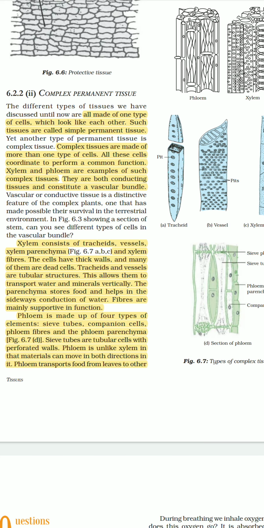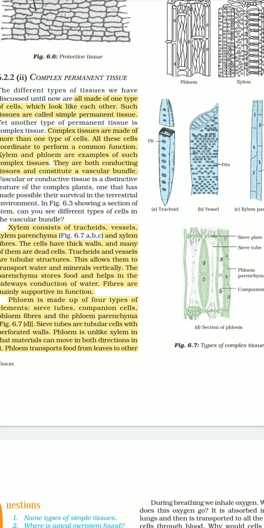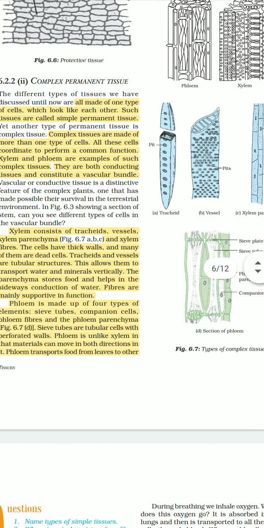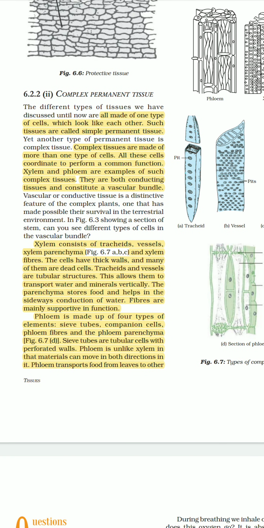Tracheids and vessels are tubular structures. You see here, this is the diagram of tracheids and vessels. They are tubular structures and they have pits, they have pores. And what is the function of this? They help in transportation. This allows them to transport water and minerals vertically, meaning upward or downward, basically from bottom to top, because the roots absorb water and minerals and they transport them from bottom to top. So vertically they help in this conduction, and because of this reason only they have pits.